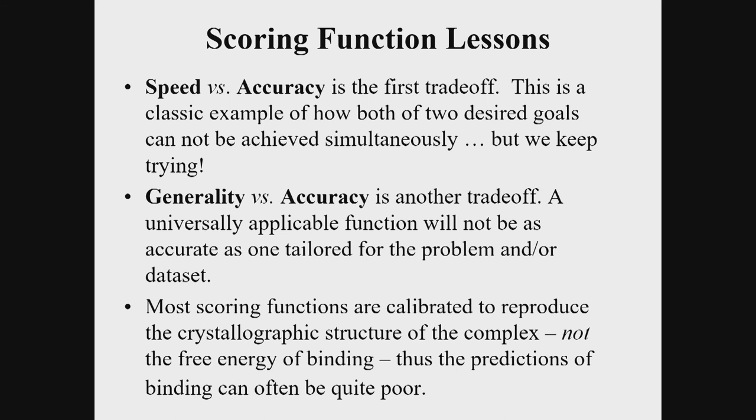But there are some lessons that come out of all this, and there's much that can be said about it. There are some trade-offs. The first trade-off is speed versus accuracy. It's a classic example of how you want two things at the same time and you can't really have them. You can't be infinitely fast and infinitely accurate. It just is not going to happen. We can keep trying, and people do, but it's just not going to happen. You've got to determine where on the continuum between speed and accuracy you need to be.